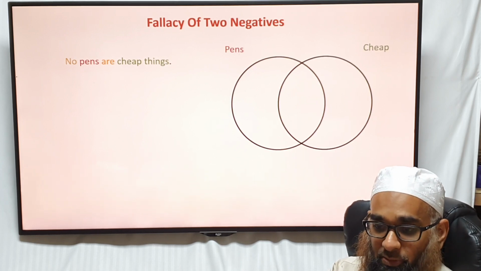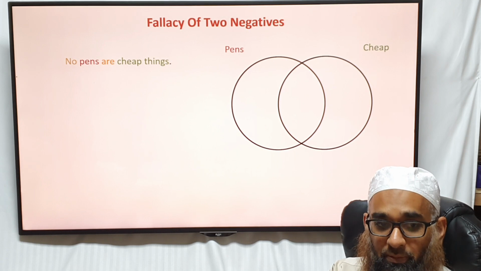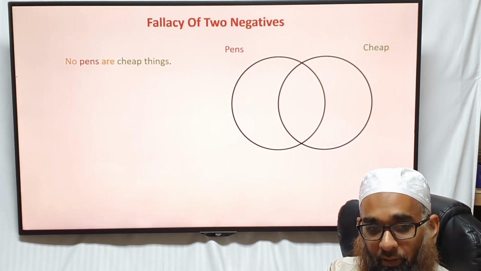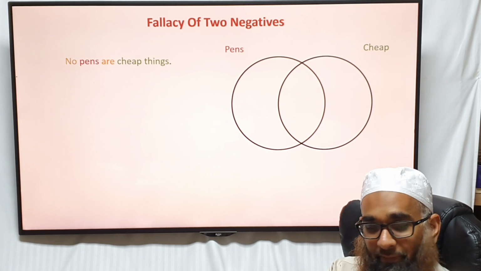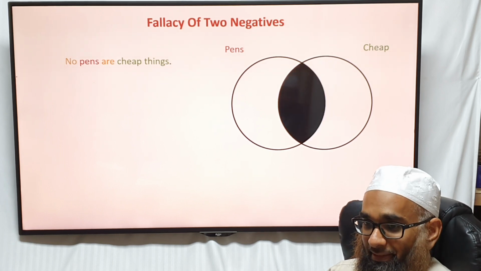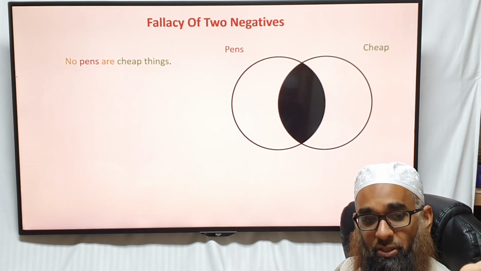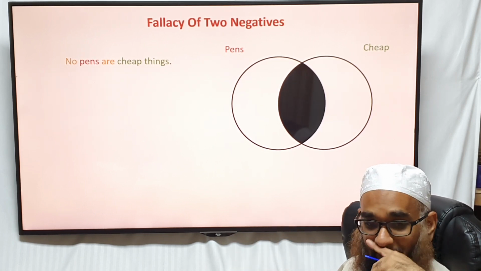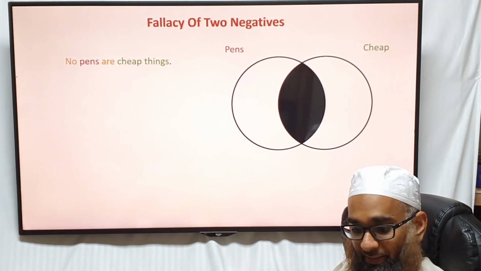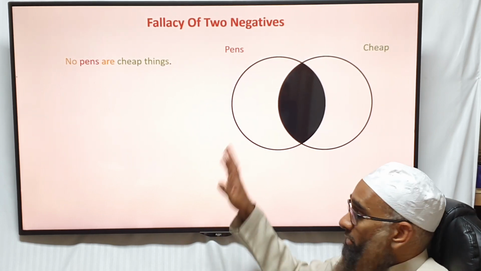No pens are cheap things, so you have pens and cheap things, so what will happen? What would you circle out? 2. Because no pens are cheap things. Remember, the E proposition is the same as its converse. Yeah, isn't it? So no pens are cheap things.